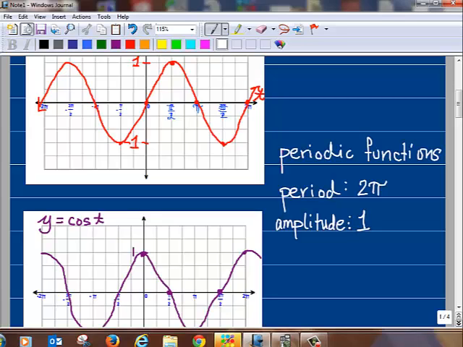And in upcoming videos, we will talk about transformations of these trig graphs and what happens to the graph when we change the amplitude and the period, and shift them up and shift them down.